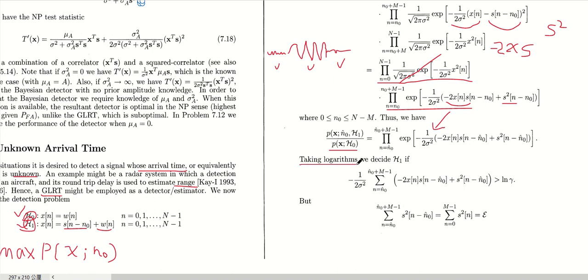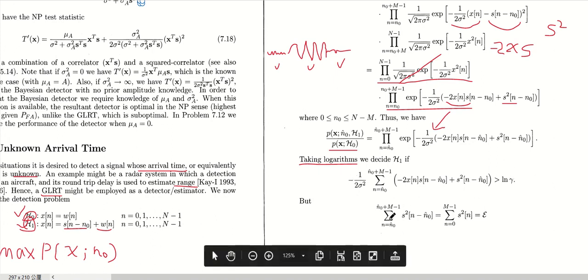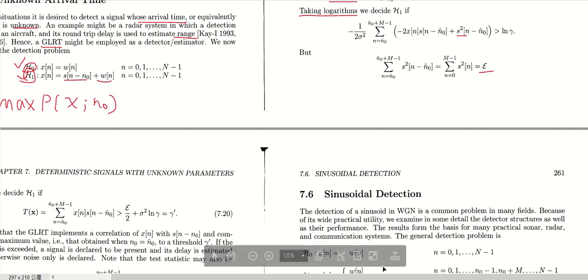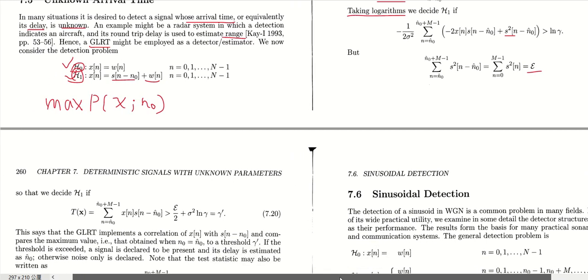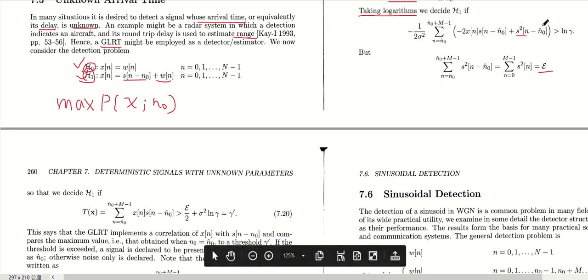Then you take log, a common technique. We take log and then let that exponent disappear. So we decide H1 if this is larger than some kind of threshold. But this thing, if you sum it up, this term is equivalent to signal energy. So what that means is the signal energy doesn't matter, right? It becomes a constant term inside.